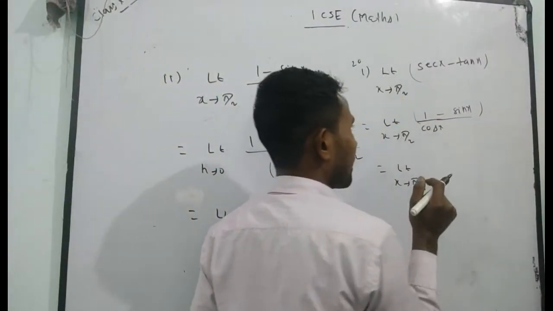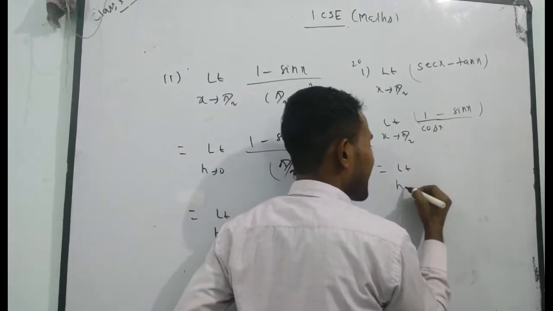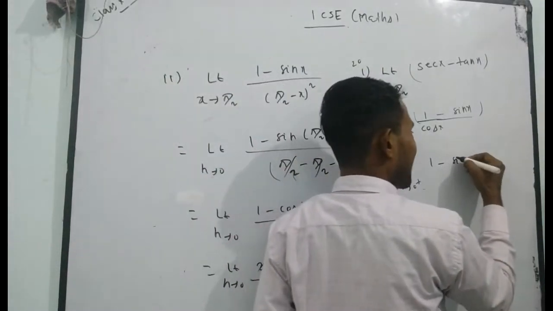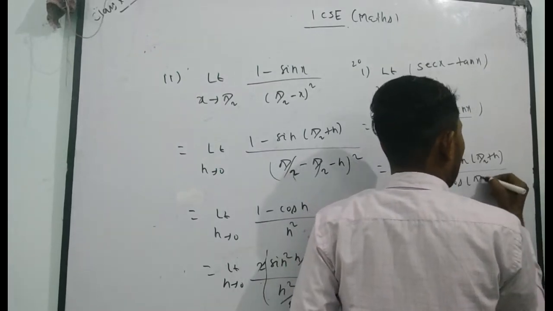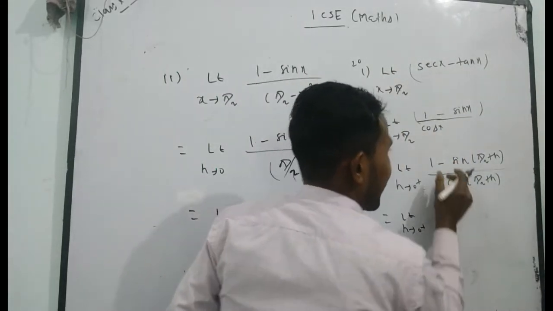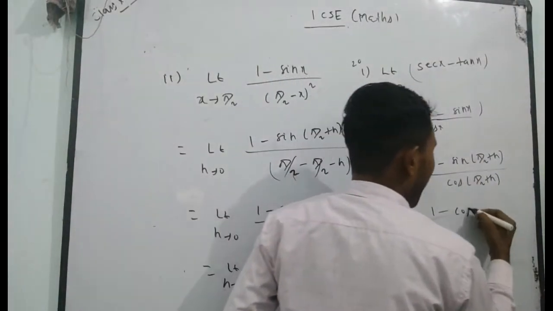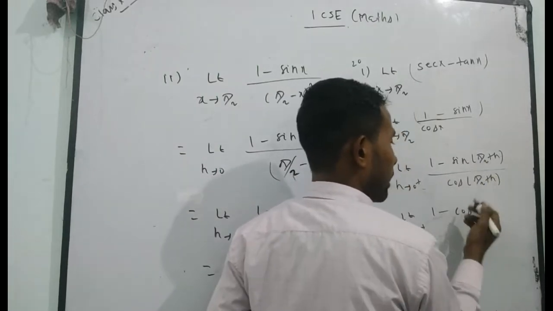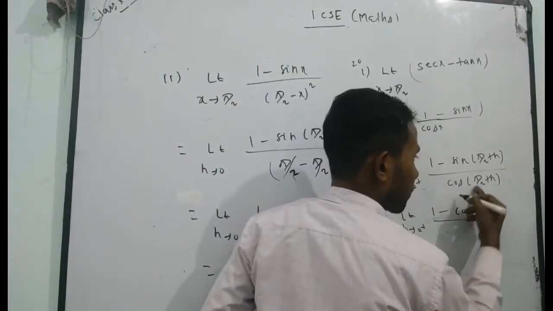Now I want to tell you, firstly write the RHL. If you write the RHL of this expression, what do you get? x tends to pi by 2 from the right hand side. x is simply replaced by pi by 2 plus h. Similarly, the denominator also will be pi by 2 plus h. Now, it will be limit h tends to 0 from the right hand side. 1 minus sin (pi by 2 plus theta) is equal to what? Cos theta. So can you write minus, because it lies in the second quadrant, so it will be positive. So it will be cos h. And the denominator will be cos (pi by 2 plus h).